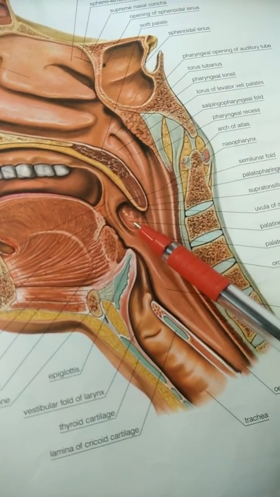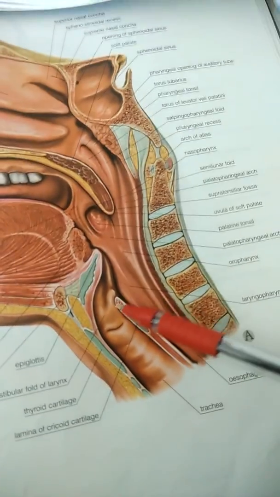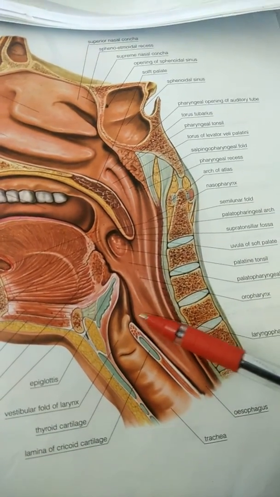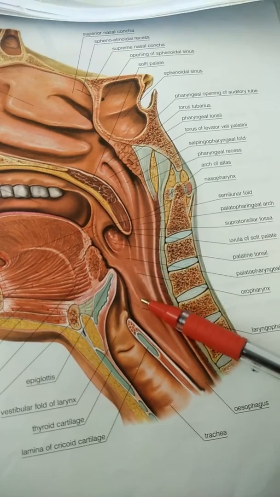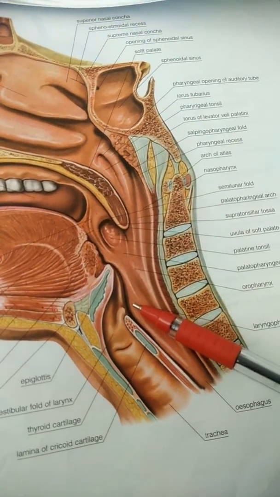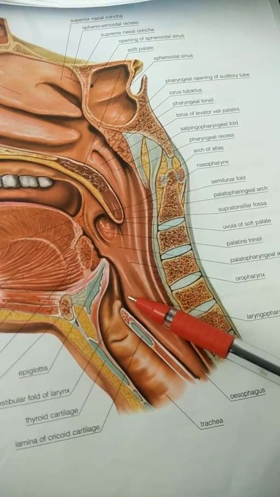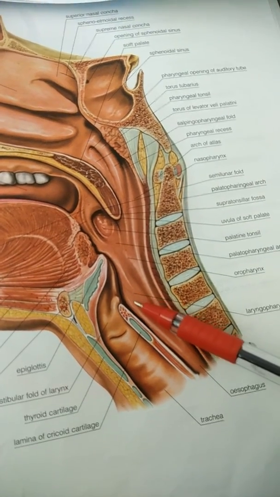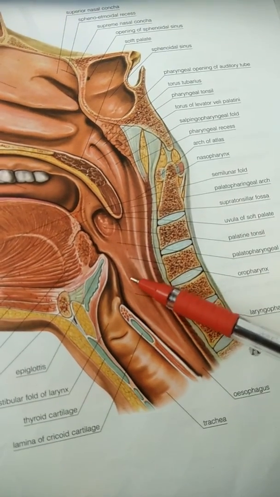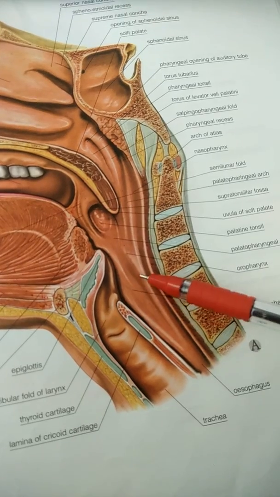Okay, so this is the palatine tonsil. Then coming to the laryngopharynx, here we can see only one feature, known as the piriform fossa. The piriform fossa is a small depression seen inside the laryngopharynx. The importance of the piriform fossa is that the internal laryngeal nerve passes deep to the fossa and reaches the larynx. So deep to the mucosa of the piriform fossa, we can see the internal laryngeal nerve.